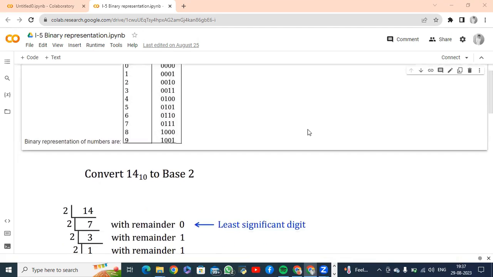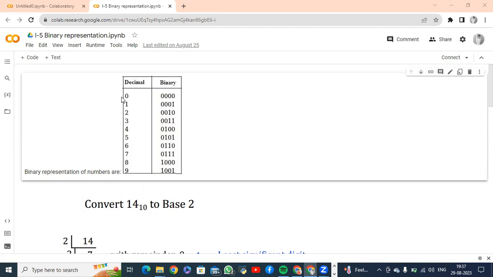See here in this table, the decimal values are written on the left side and binary values are written on the right side. The equivalent of 0 is 4 zeros. It may be 1 0, 2 0, that doesn't matter. You may write 1 0, 2 0, 3 0, 4 0. In this representation, I just wrote 4 zeros. And decimal value 1 is equivalent to binary value 1. Then decimal value 2 is equivalent to 1 0.